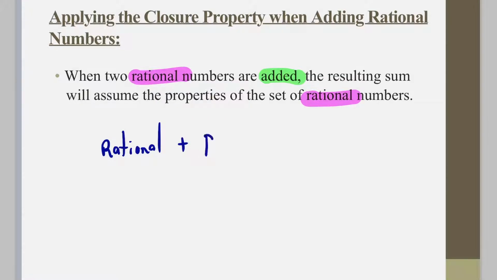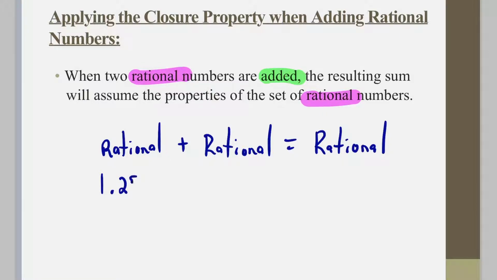We're going to add another rational number to it, and our result will be a rational number. So for example, rational numbers are terminating or repeating decimals. So if we were to write a fraction in decimal form and get a terminating or repeating decimal, let's just say 1.25 plus 2.10, both of those do qualify as terminating decimals.